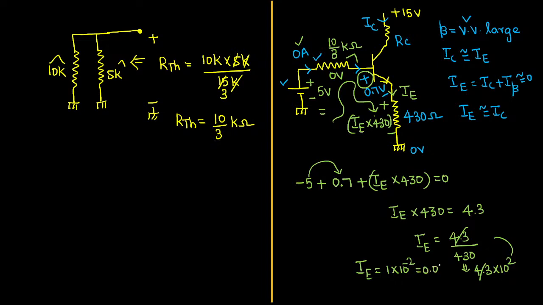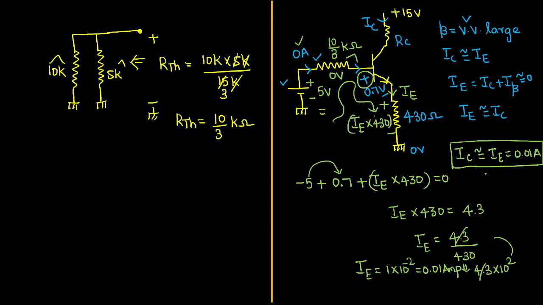Yes, if emitter current is 0.01 ampere, then what is the value of collector current? Since collector current is approximately equal to emitter current, that is also going to be 0.01 ampere only, sir. So finally, successfully, we got the answer for the collector current.